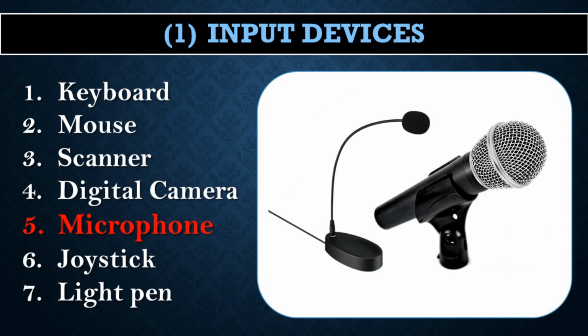Microphone. A microphone is an input device that is used for input sound data into the computer. It is used for recording and sending speech during voice chatting. A microphone is also used for speech identification and security purpose. Microphones are available in markets in different sizes and shapes.